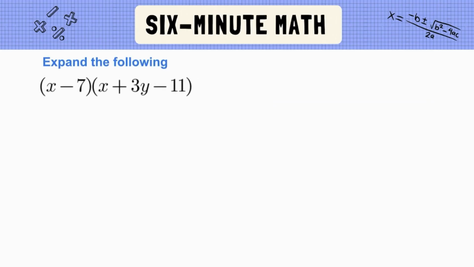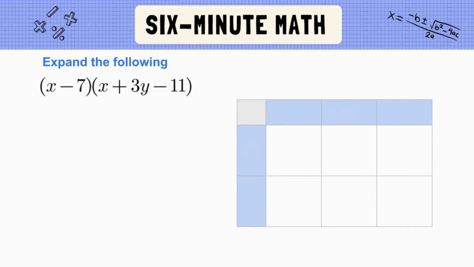Let's check out this example. I have a binomial times a trinomial, but I've thrown a wrinkle into this one. We have x minus 7 and x plus 3y minus 11.